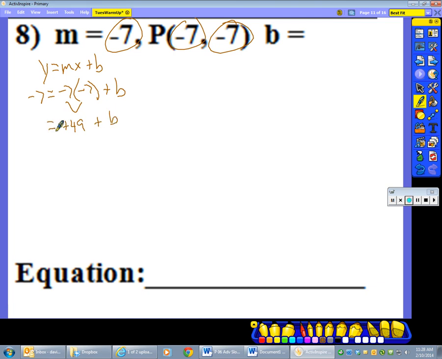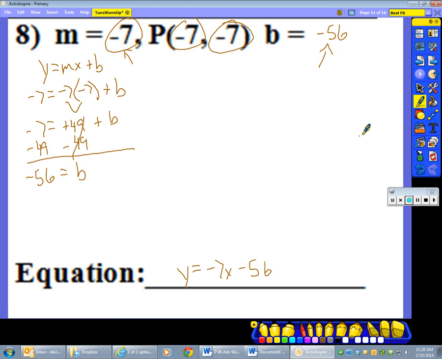You have to think back to 7th grade when you learned how to multiply with negatives. I'm going to do the inverse of a positive 49, and that's a negative 49. I have to subtract 49 on both sides. A negative 49 and a negative 7, that is going to equal a negative 56 whenever I combine those. So b equals negative 56. So my equation is y equals negative 7, I got it from my slope, x minus 56, and I got that from my y-intercept.